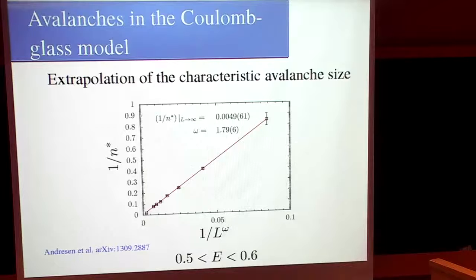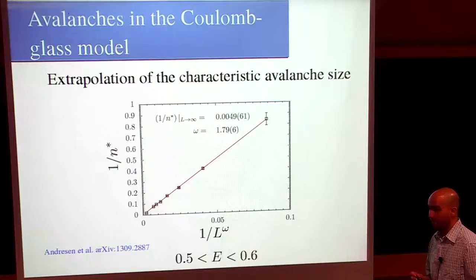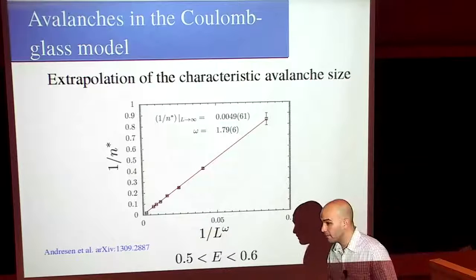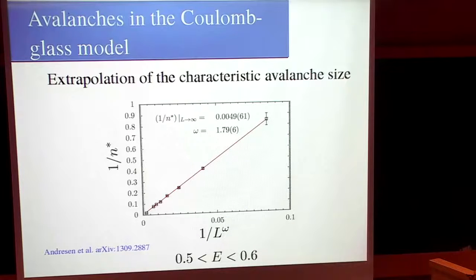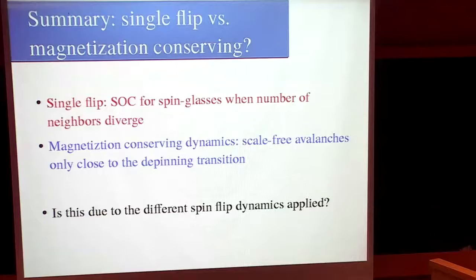So you're saying there are already very large avalanches in a finite range? In this whole range of field, there are very large avalanches. Yeah. In how many dimensions was this? The three-dimensional Coulomb glass.